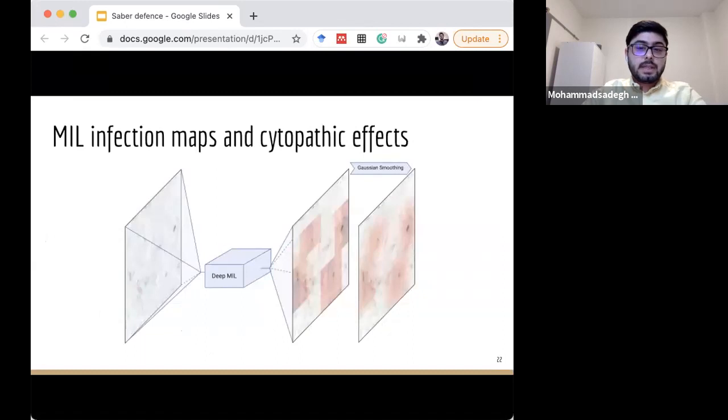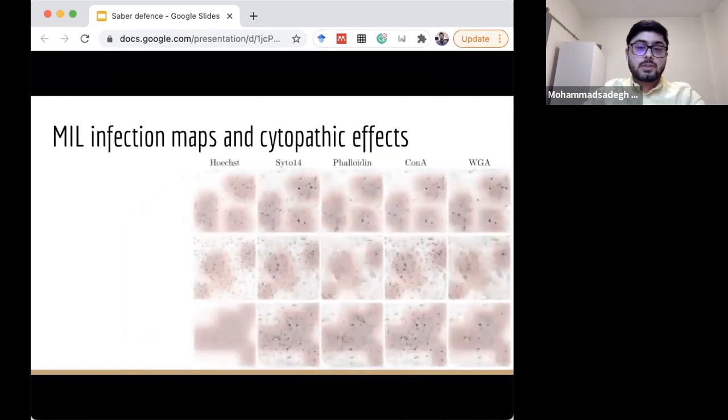Thanks to the special training and inference procedure we have with the MIL, by aggregating the patch infection probabilities, we can come up with an infection map. Notice that in the generation of these maps, annotated as red here, no form of annotations was used. Instead, the model uses the sample-level labels to localize the infection.